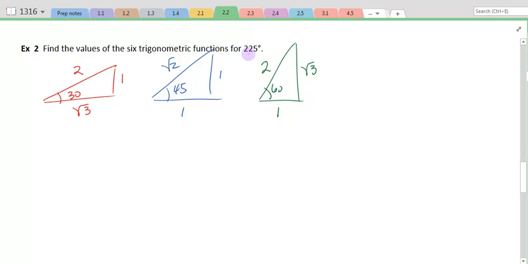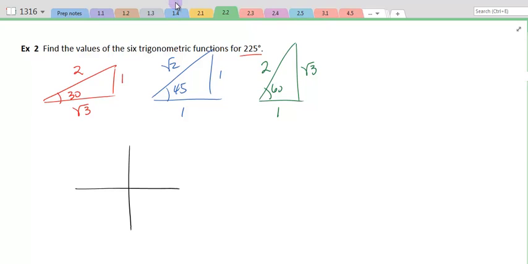So if these are my three choices here, and my question is asking me to find out what the six trig functions are for 225, we're going to use reference angles. And reference angles are going to give us one of these three triangles to find out what the trig functions are. So start by making a picture.